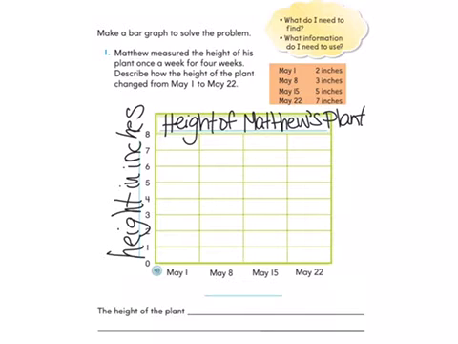And then the last thing we need to do is we need to label this down here. So what are these for? Well, these are the dates that he measured them. So I'm just going to put the date. I'm going to put date down here.